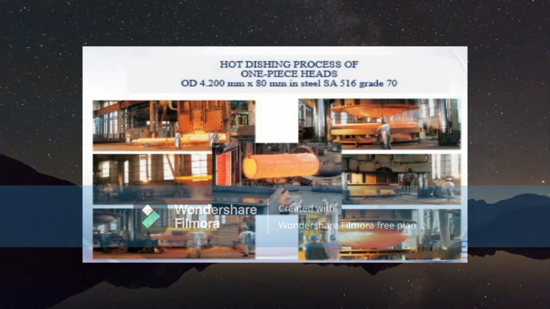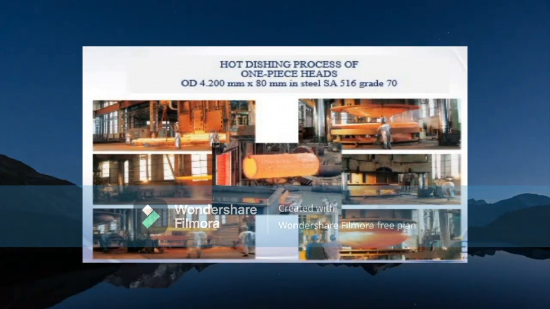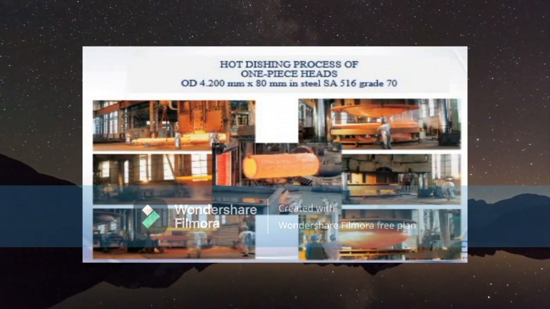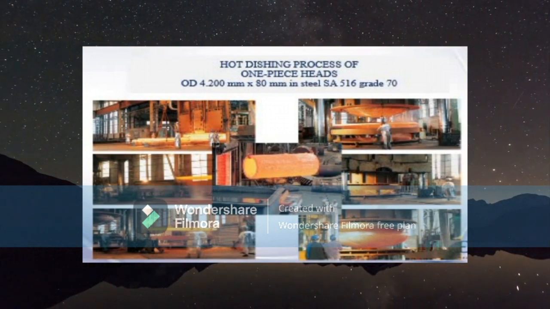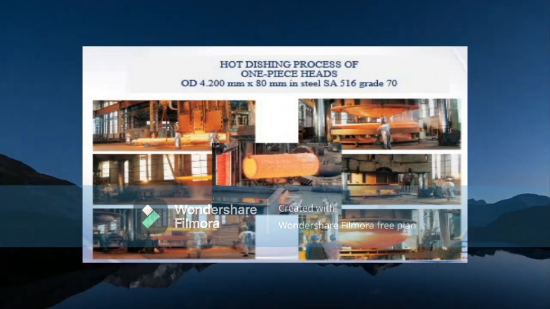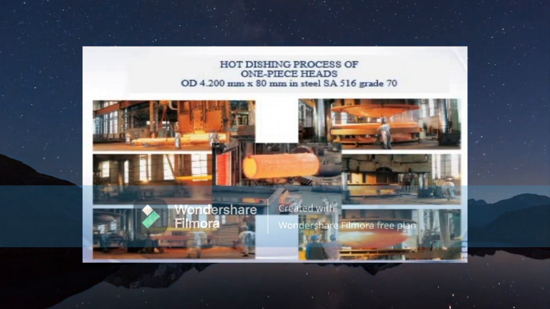4. Lateral transfer lorry being positioned within the operating area of the hydraulic press fitted with the forming die. 5. Circular blank being dished. 6. Dished head being extracted out of the forming tools.